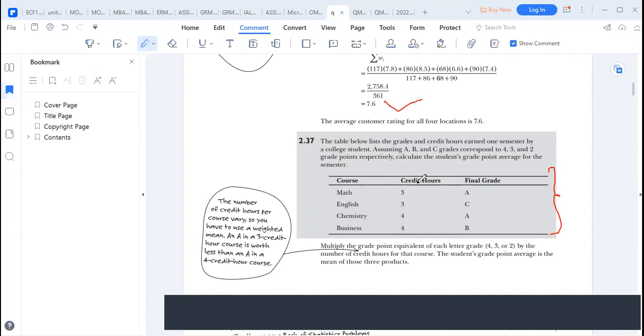So credit hours in math, 3, average was A. English 3, average final grade C. And then chemistry 4, A. Business 4, B. So now we need to assign the equivalents. A is what? A is 4, so put 4 where there's A. Then B is 3. Then C is 2.